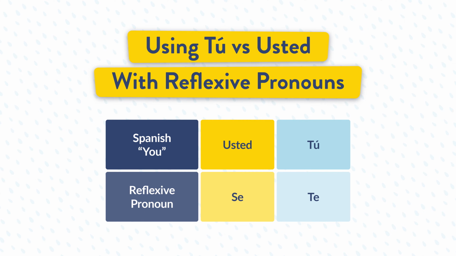Now that we've reviewed some basic verbs, let's take a look at how usted and tú are used with reflexive pronouns. If you're using usted to address somebody, the reflexive pronoun that you'll need to use is se. If you're talking to someone with the tú form, the reflexive pronoun of your sentence will be te.